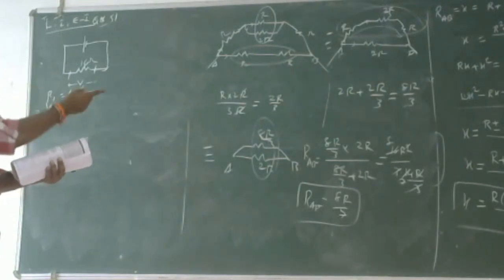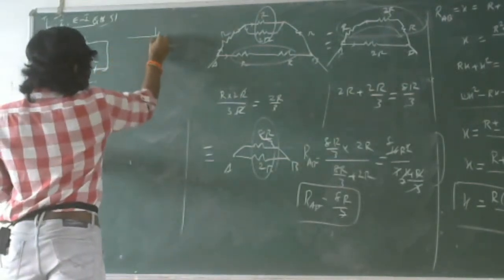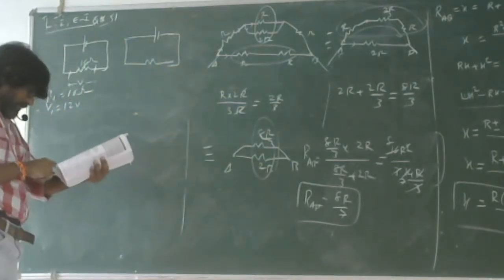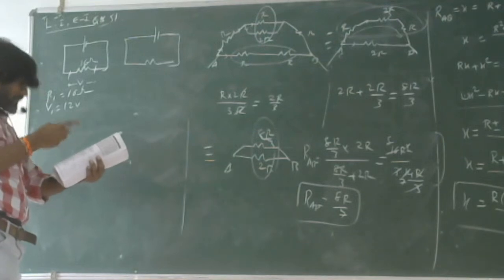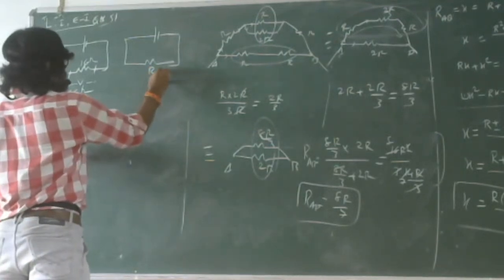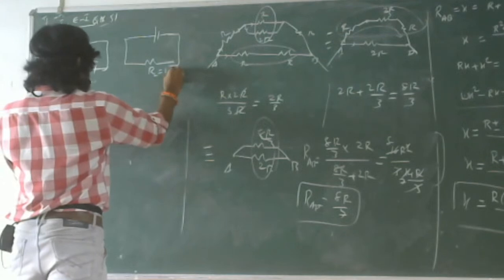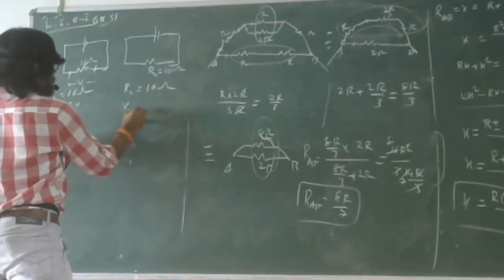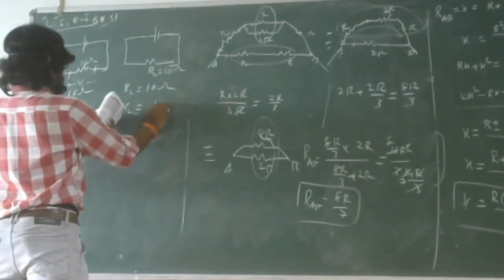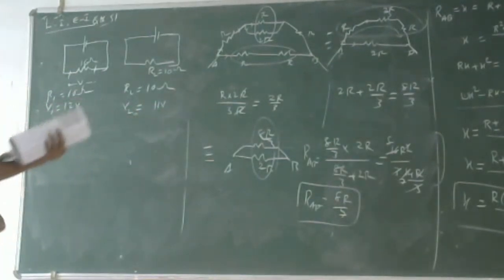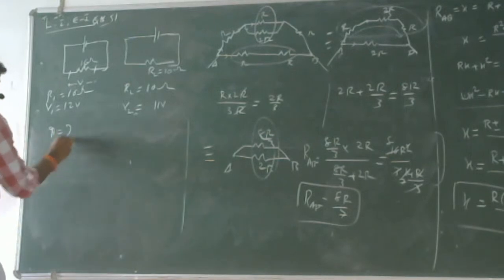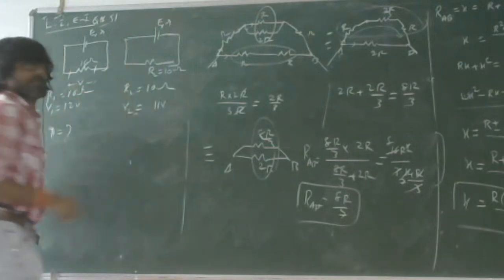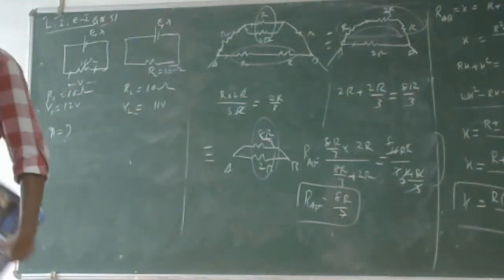And the same battery is connected across a resistor of 10 ohm. Voltage across it is 11 volts. Let's say this is R2 is equal to 10 ohm. Then if R2 is 10 ohm, V2 is 11 volt. What is the internal resistance of the battery is the question. So it will have some EMF and internal resistance. Same EMF, same internal resistance.